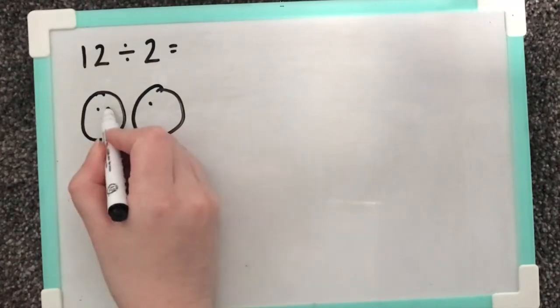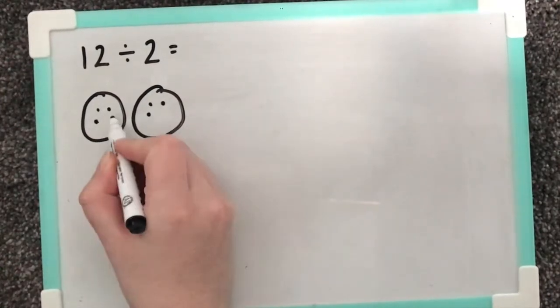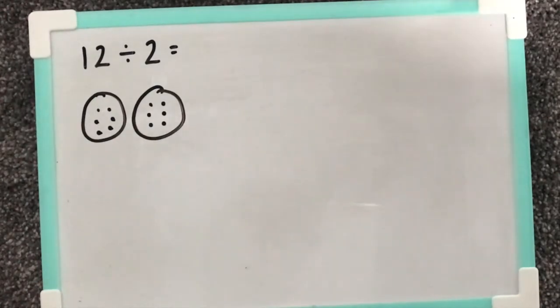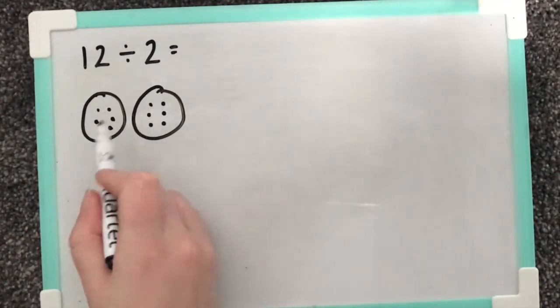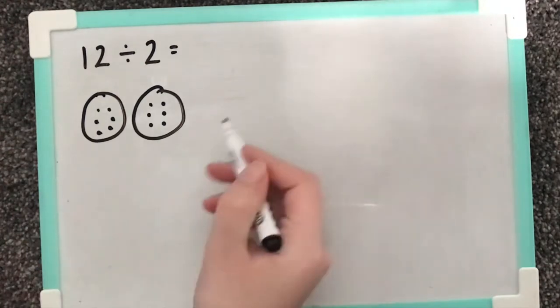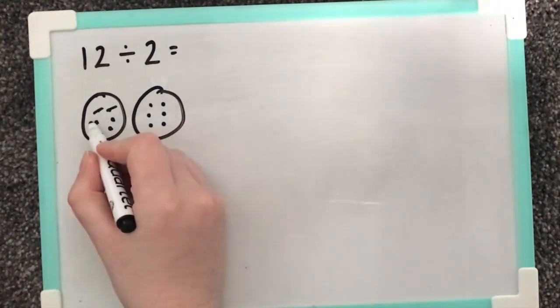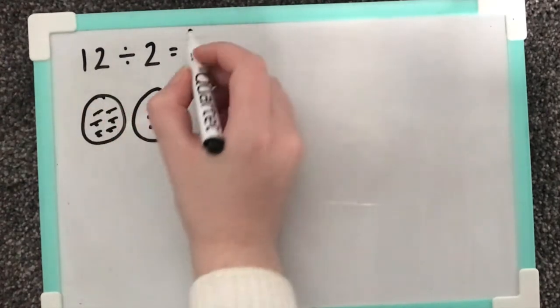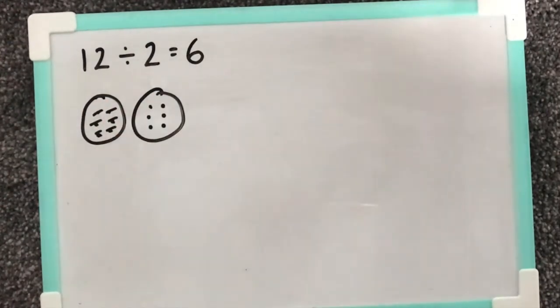1, 2, 3, 4, 5, 6, 7, 8, 9, 10, 11, 12. Alright, make sure that you put 1 in each circle at the same time so that you've got the same amount in each. Now to find the answer, you need to count how many dots are in one circle. 1, 2, 3, 4, 5, 6. So my answer to 12 divided by 2 must be 6.